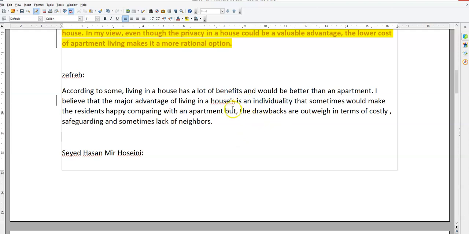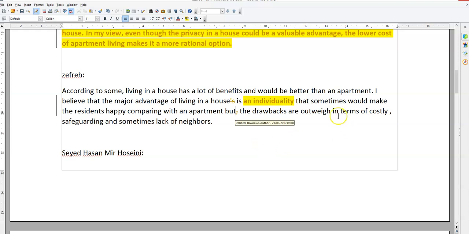Individuality, and how does that work? Individuality is not really a noun, so I don't know what that even means. And individuality, not clear. That sometimes would make residents happy comparing with an apartment, but we don't need a comma because we're using a conjunction.